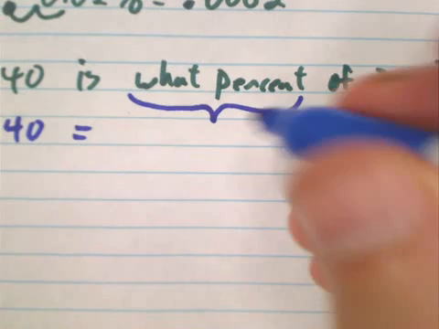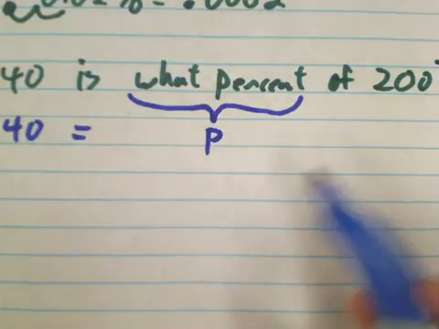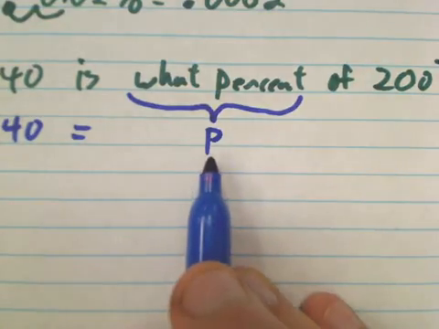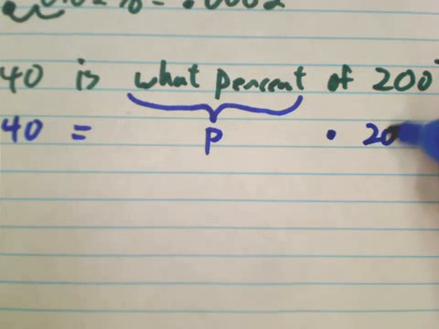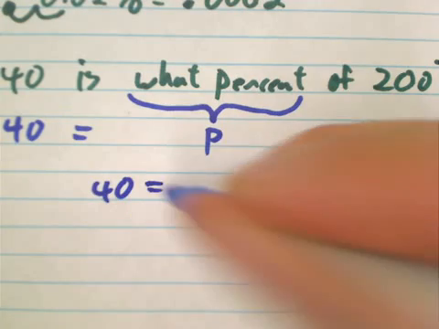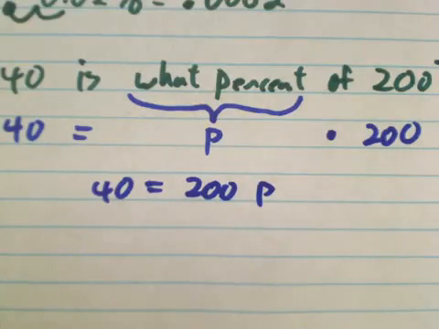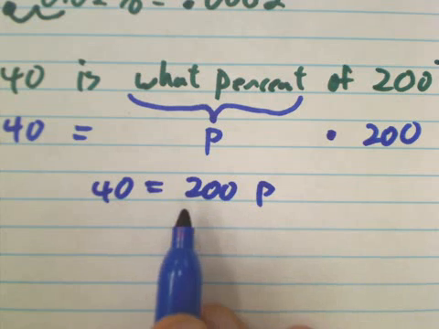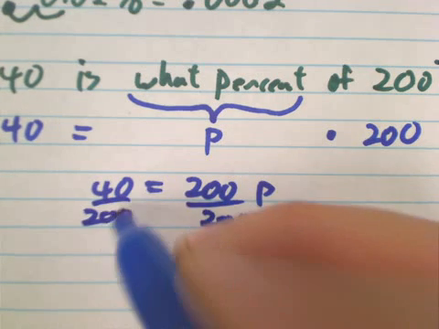You can really call it anything you want. You can call it Q, you can call it awesomeness or whatever. But P is good because that'll remind me that that's a percent. If I just use an X, I might forget later that I want a percent. "Of" means times, and 200 means 200. So I could tighten this up a little bit. I could say 40 equals 200p. Now, to solve for p, I have to divide by the number in front of p. So divide by 200 on both sides.